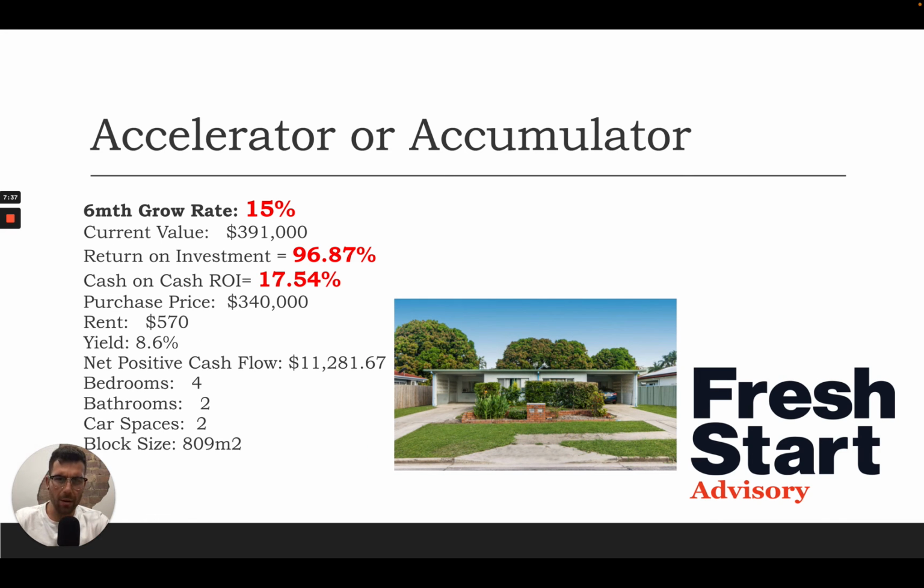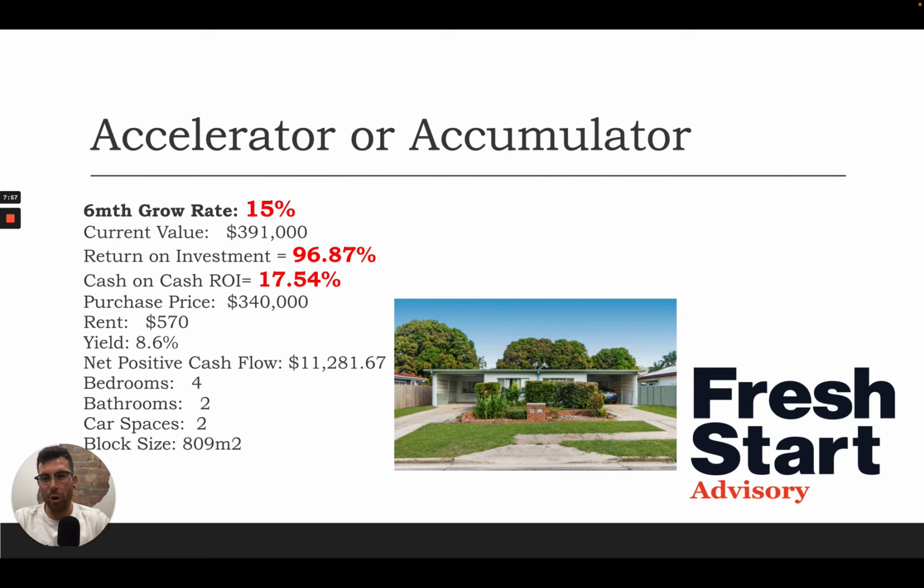Growing 15%. So it's valued at the moment, in 6 months, mind you, at $391,000. In 6 months, this property has grown. His return on investment is 96%. Not bad for a block of units. That's what they're classified as if you had to sell these individually. 17% cash on cash return.